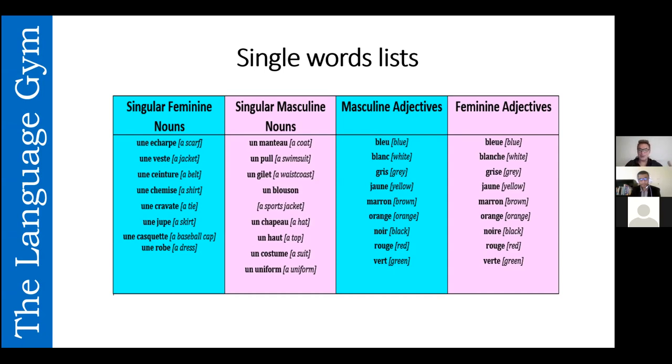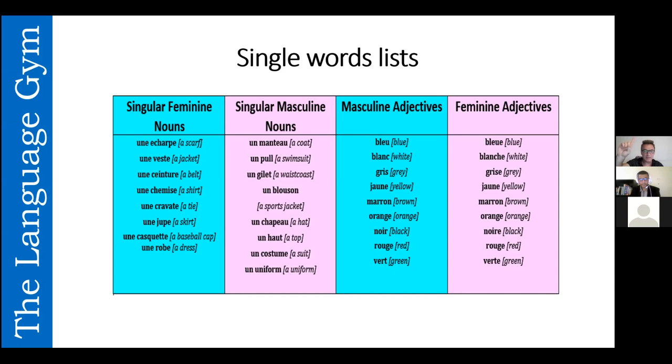And guys, don't worry. So that's rule number one. The adjective goes after the noun. Rule number two, guys, super easy. Don't worry. In French, adjectives go to the feminine just by adding E at the end. You see? So, une écharpe bleue, une écharpe grise.